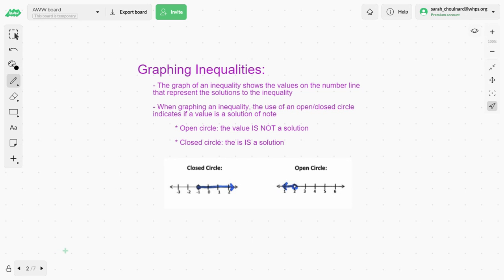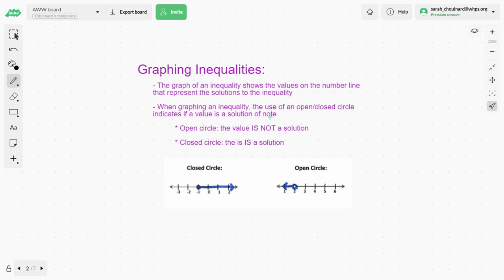To graph inequalities, the graph of an inequality is going to show the values on the number line that represent the solution to the inequality. So the last example I just gave, x is greater than 3, would show on the number line all the numbers that are greater than 3.